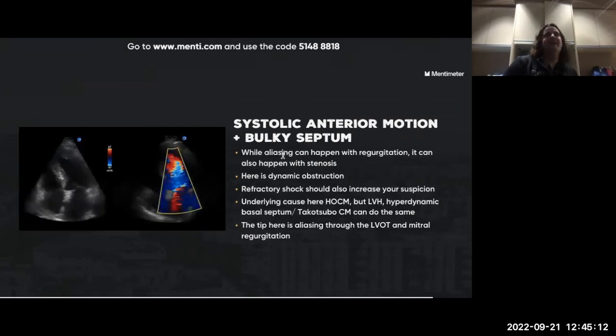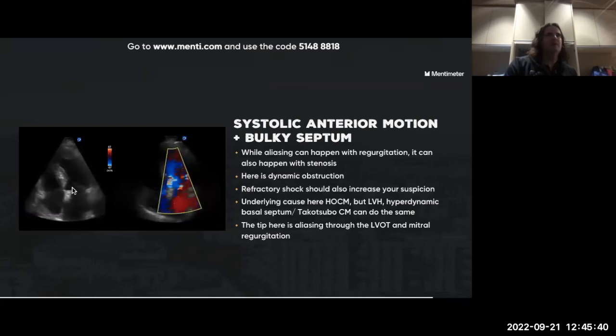While aliasing can happen with regurgitation, it can also happen with stenosis. The reason blood flows up in regurgitation is that it's a small leak in a pressurized chamber, but of course it happens in antegrade flow too. If the valve is stenotic, you'll see flow acceleration or aliasing. But in this case, it's not across a valve, it's across the LVOT. You see blood's really speeding up here.